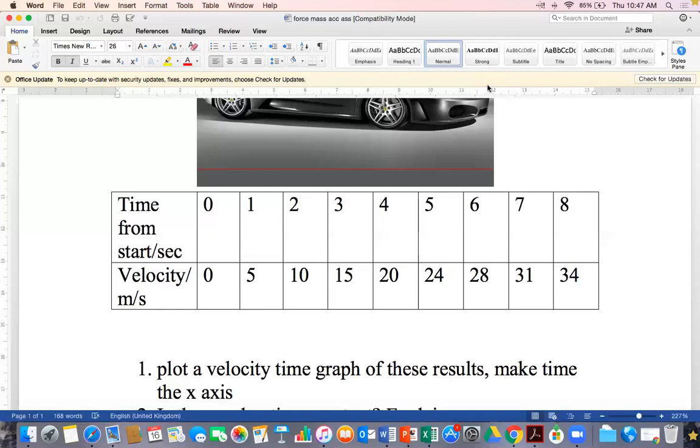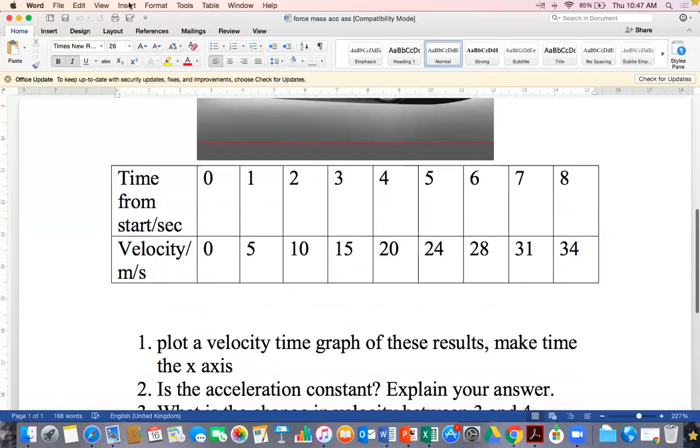One, two, three, four, five. Okay, we'll wait for one more and then we will continue with the other questions in this graph question.